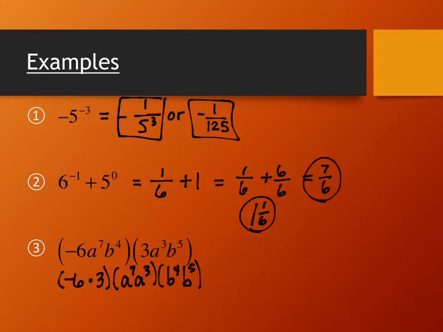In particular, what's negative 6 times 3? Negative 18. And then we have our properties of exponents showing up. I have a to the 7th times a to the 3rd, a to the 10th. And then I have b to the 4th times b to the 5th, b to the 9th. And because the exponents are positive, I'm done. Okay? Again, you don't have to do that in-between step that I showed. That's fine. But the reason that's happening is because of our properties from last time.